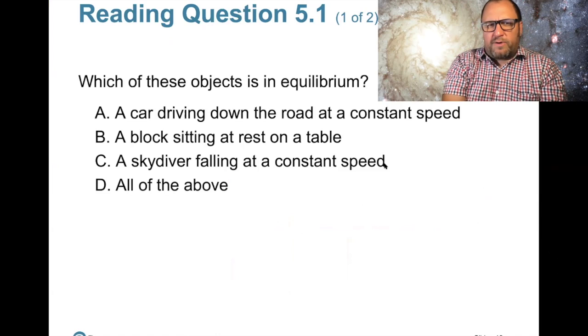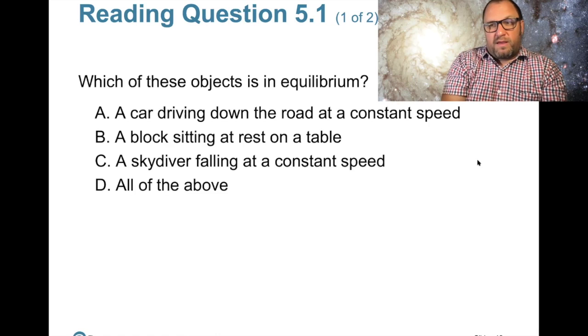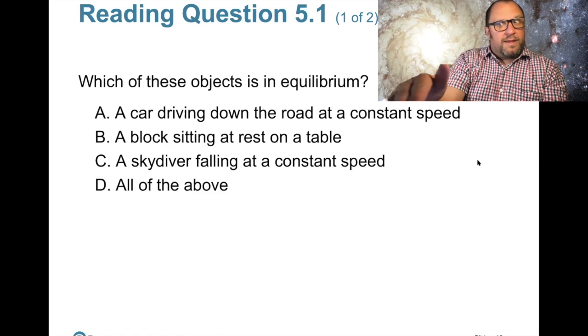Okay. Reading questions. Which of these objects is in equilibrium? A car driving down the road at a constant speed. That could be. It's at a constant speed. It's not floating. If it were floating, that would not be. If it's going up, then that's not equilibrium. We don't have anti-gravity.